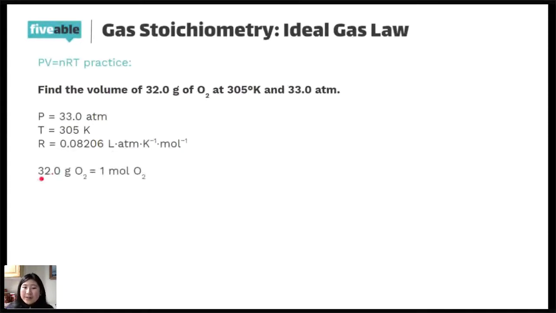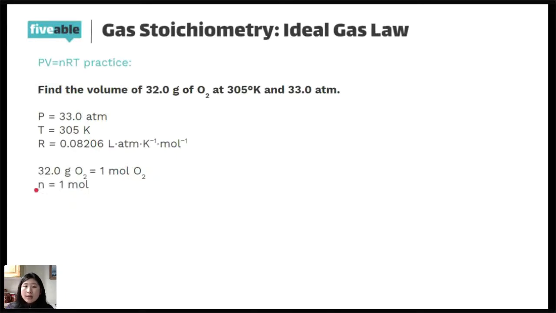So over here, you can see that 32.0 grams of oxygen gas molecules is equal to 1 mole of oxygen gas. So we're first converting it to moles, right? Because for PV equals nRT, we don't have a mass value here. We have the n, which is the moles. So you always want to convert the masses to the moles.